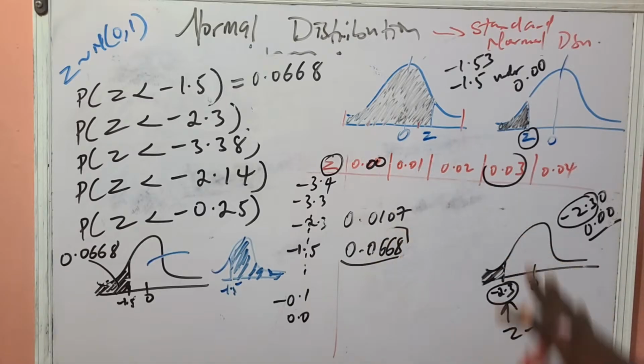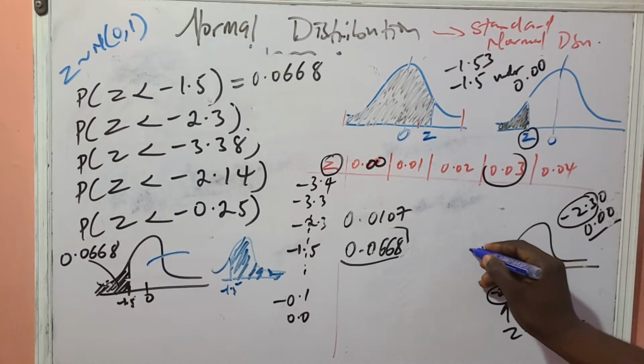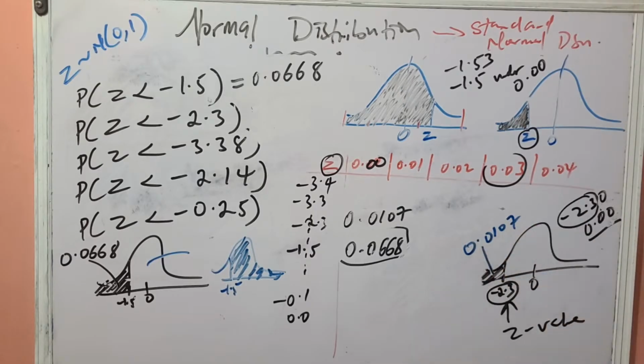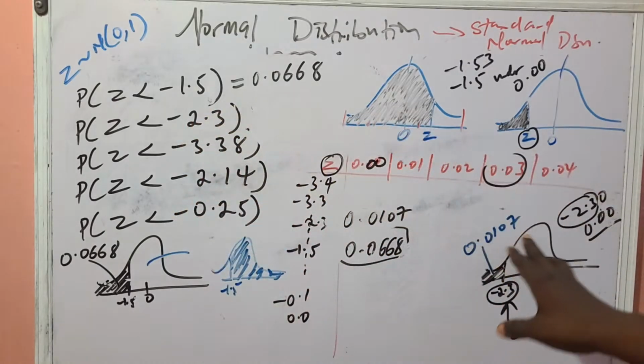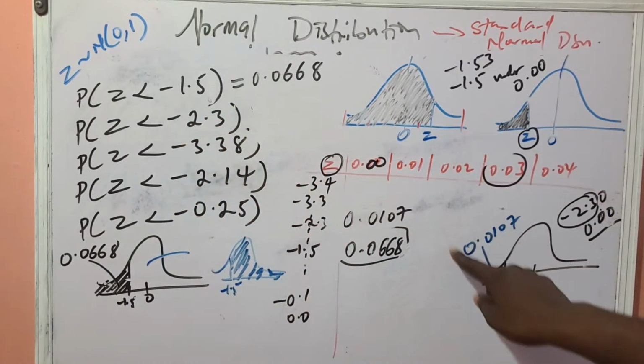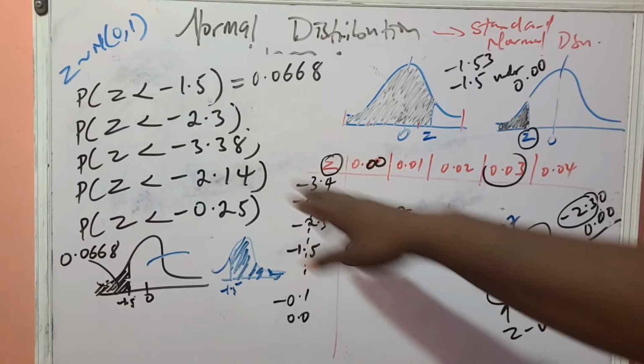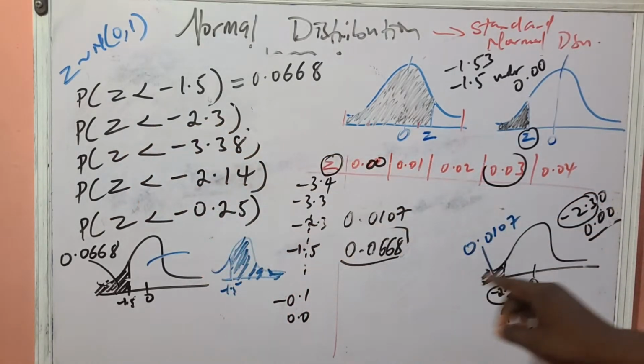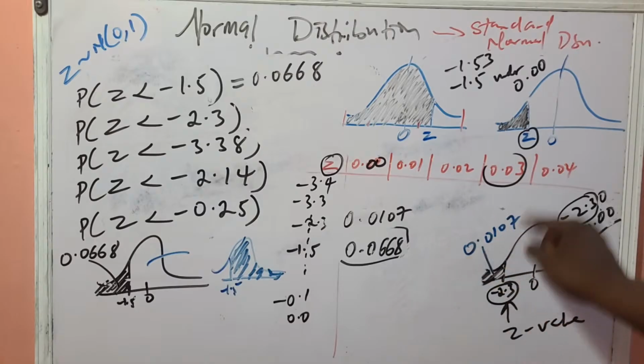Now, that is my answer for this, because I told you that these values you have here represent the areas, or you say probabilities. So this area where we shaded is 0.0107. That means, since the total area under the curve is 1, the area that represents Z less than minus 2.3 is 0.0107.